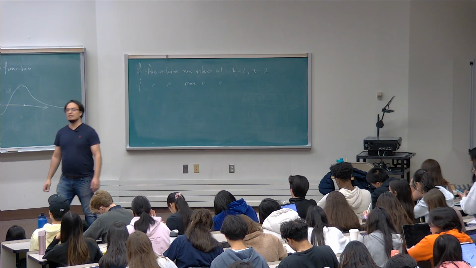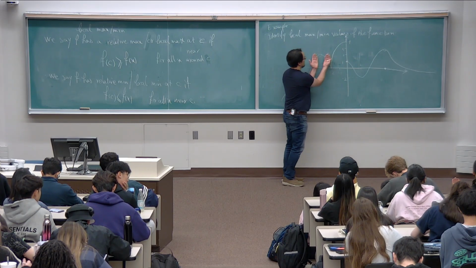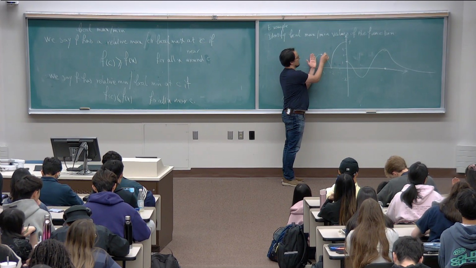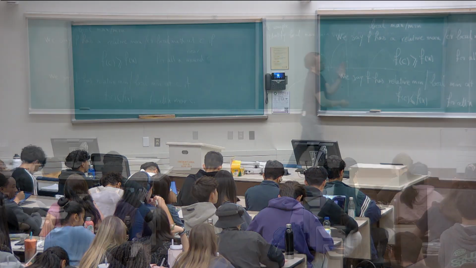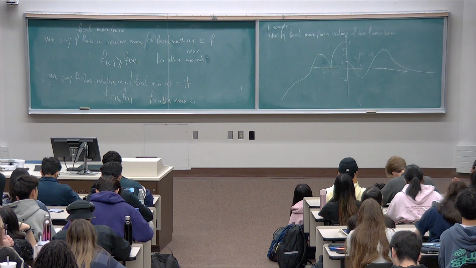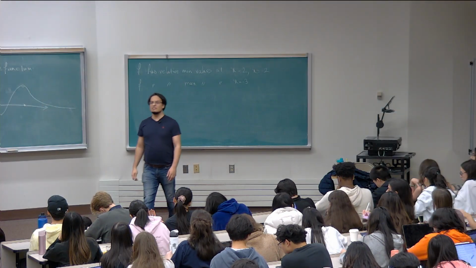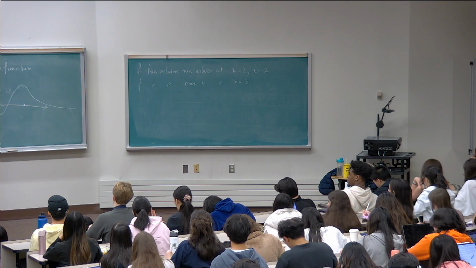What points? Yes, please. Negative 3. When we look around negative 3, it seems that, yes, the function is getting the highest value. And yes, so f has relative max at negative 3. How about 0? How about 0?